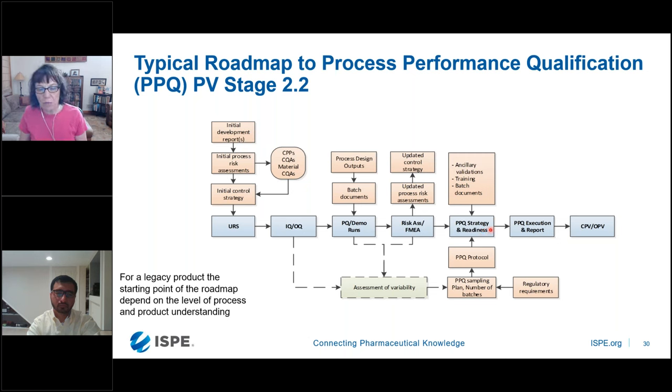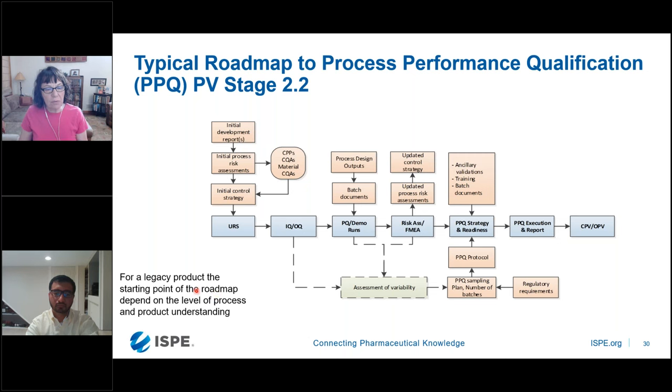We've got our PPQ protocol. That protocol will include a sampling plan and the number of batches. We're incorporating regulatory requirements, and then we eventually execute that PPQ, some repeat number of batches, and move on to CPV and OPV. So that's our typical roadmap to get to PPQ.